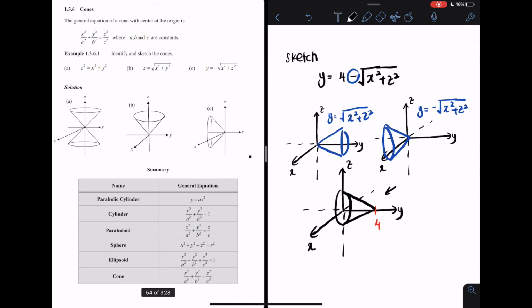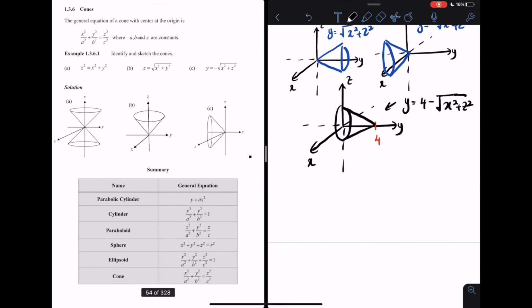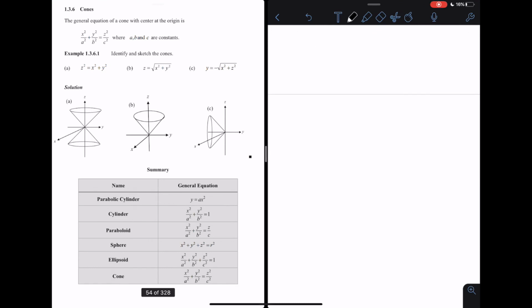So this is actually y is equal to 4 minus z x squared plus z squared. So when you try to answer questions related to topic 1.3, you have to be clear with the instruction given in the question. So you have to decide how to solve the problem. So let us discuss another problem related to a cone.